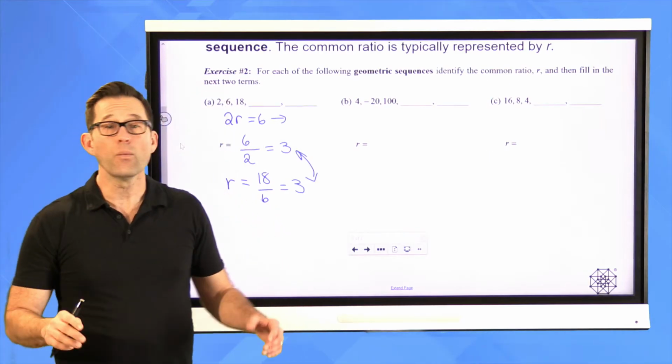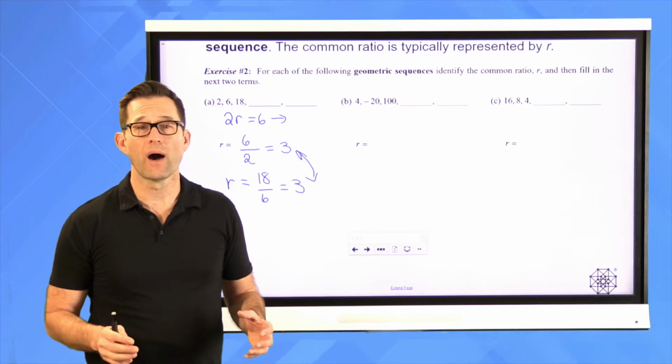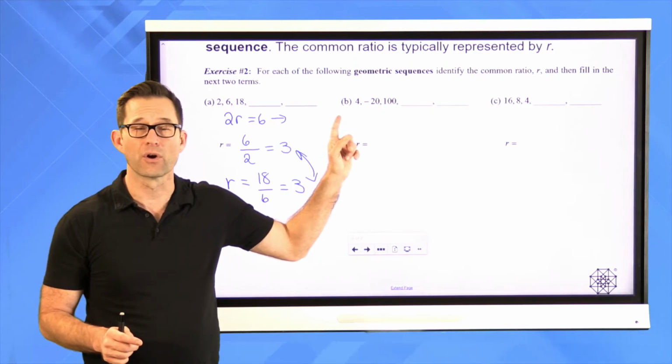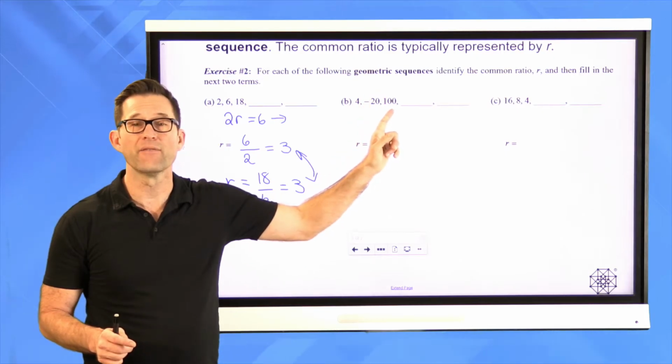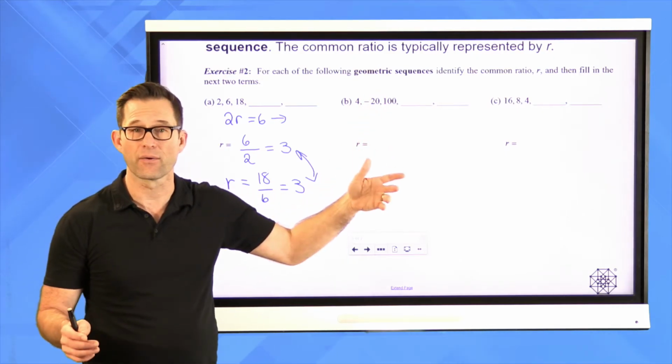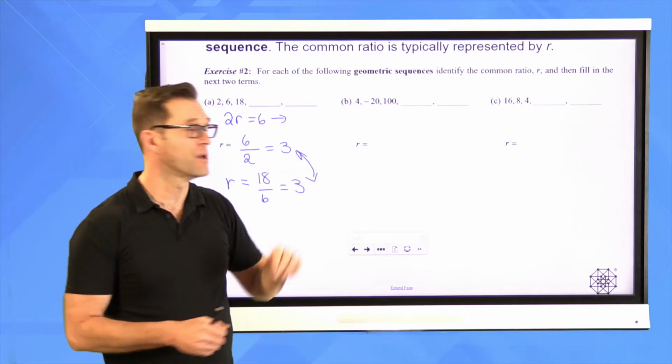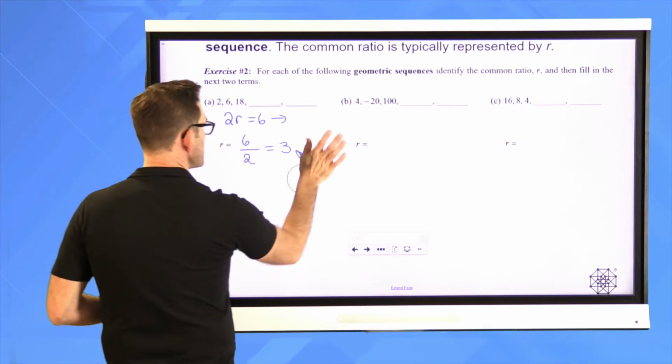All right, and we can always do that. We can always figure out the common ratio from taking the second term and dividing it by the first term, or taking the third term and dividing it by the second term, etc. Now, how do we then get the fourth and the fifth terms? Well, that's simple enough, right?